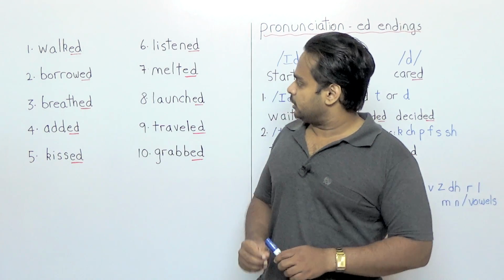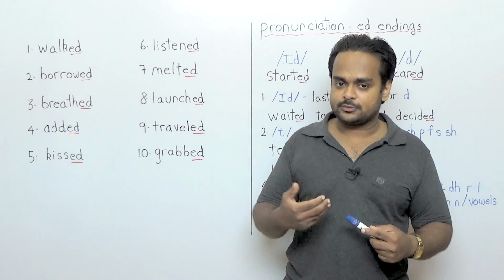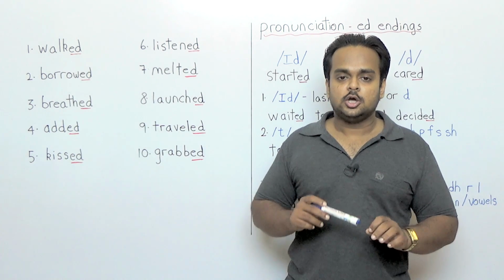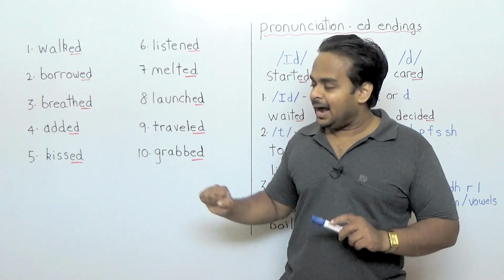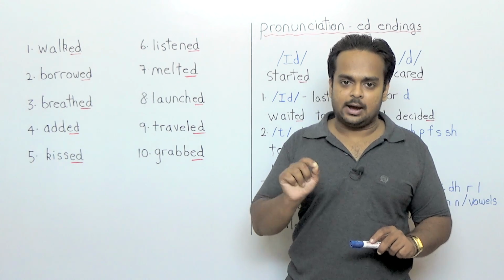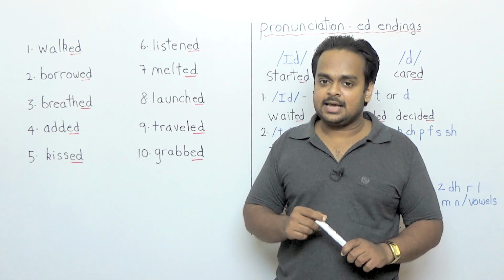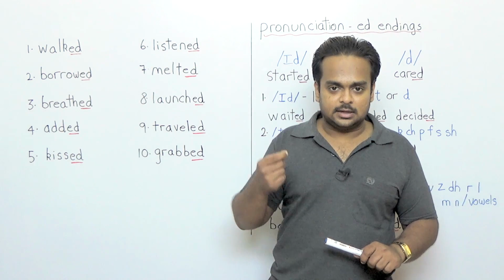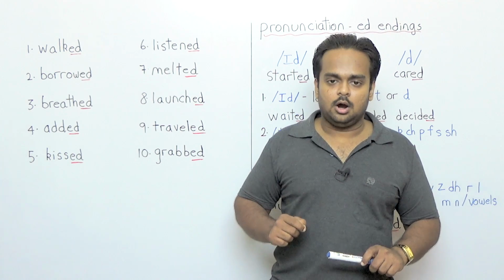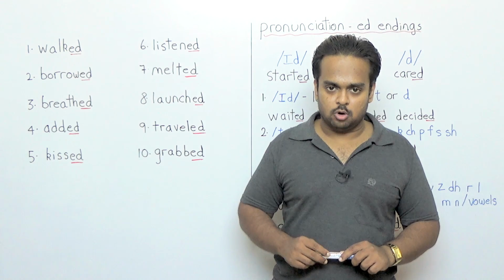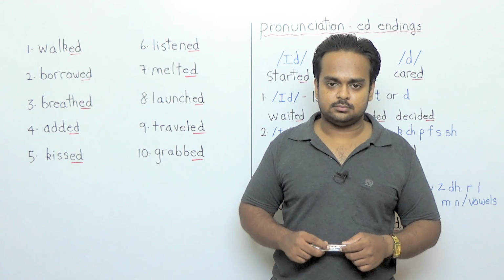All right, over here I have 10 words, and I'd like you to come up with the pronunciation of the ed ending. To do this, take a moment and in each word identify the last sound. Okay? For example, in the first one, the last sound is k. And then think about whether you would use id, t, or d. All right, if you need, pause the video here for a moment. Think about your answers, and then I will give you the answers.